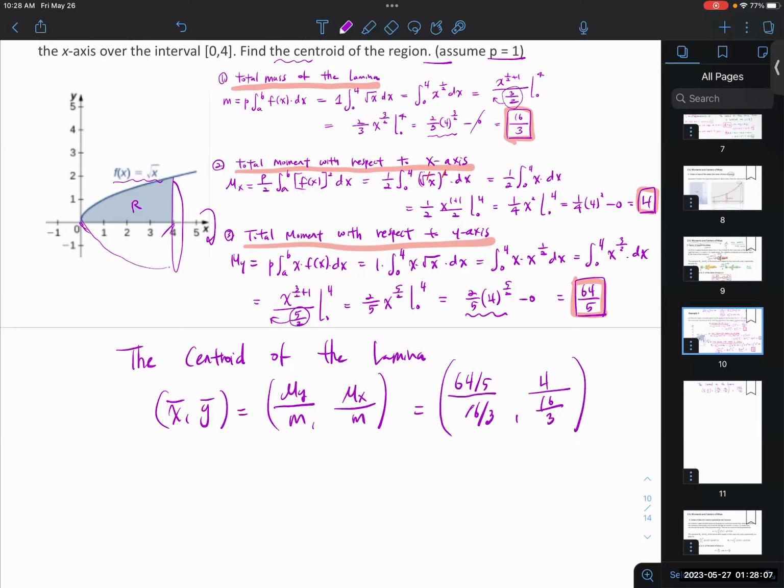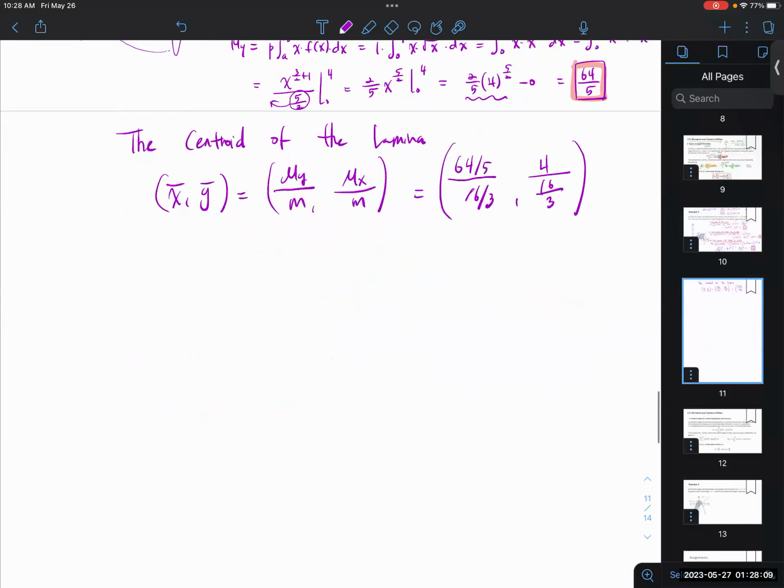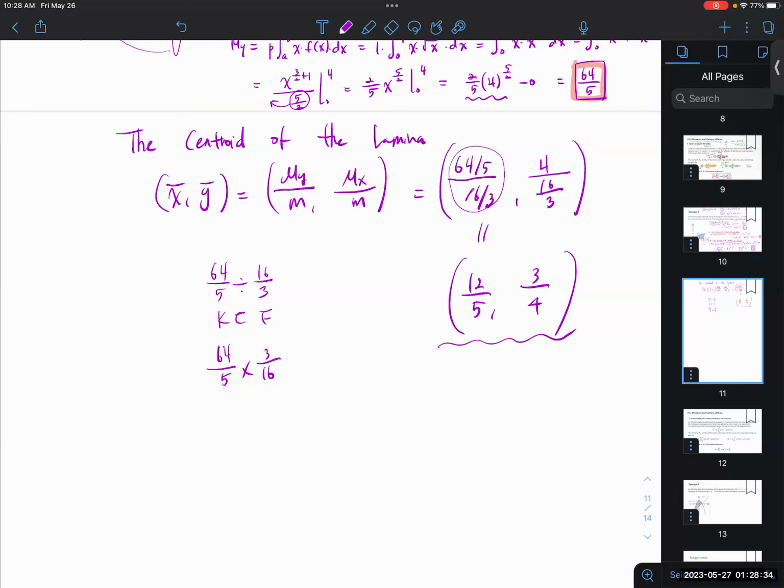So we're going to simplify this ugly fraction. What does it mean? 64 over 5 divided by 16 over 3. You guys know KFC, Kentucky Fried Chicken? Or keep, change, flip over. So 64 over 5 times 3 over 16. So it'll be 12 over 5 and then 3 over 4. So that's the balancing point of this lamina shape.